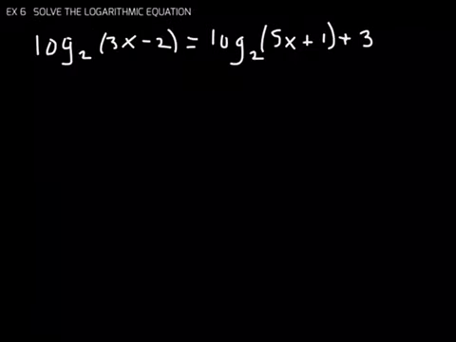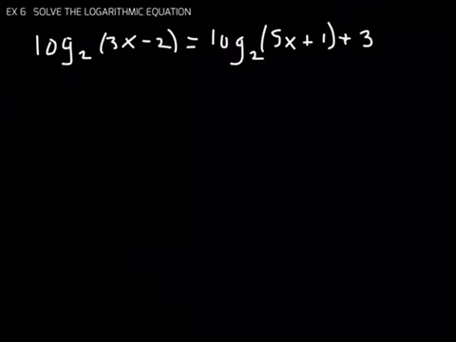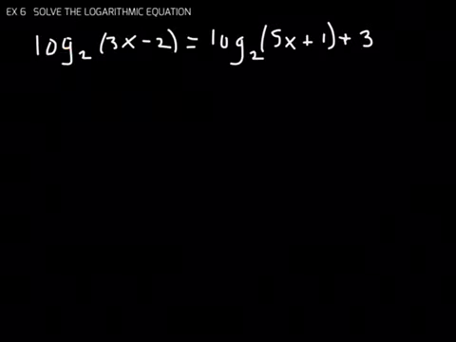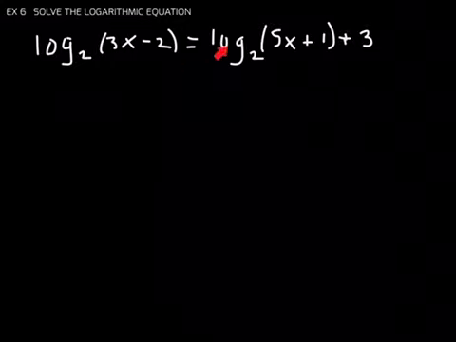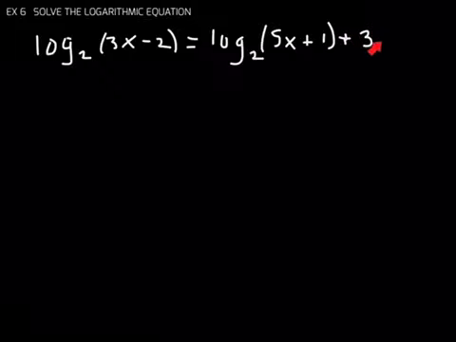All right, example 6. Log base 2 of 3x minus 2 is equal to log base 2 of 5x plus 1, plus 3. I just want to make sure that we're all on the same page, that you cannot use strategy 1 to drop these logs here and set the arguments equal. The reason is because although you have log base 2 equal to log base 2, you also have a plus 3 on the back end. If that plus 3 were missing, then you can drop the logs.